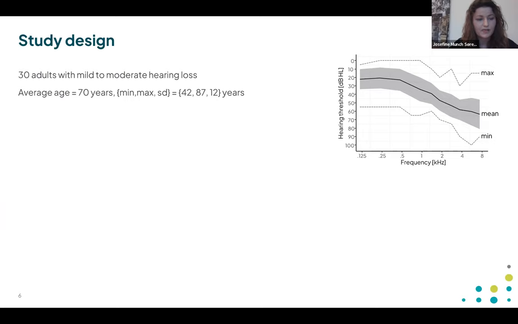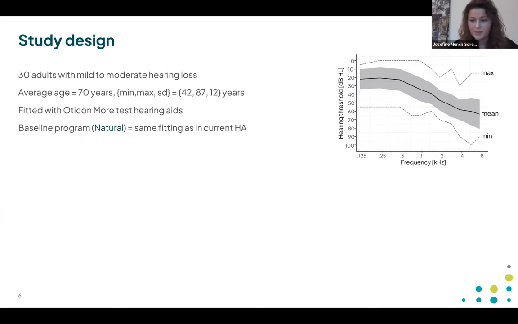In this study, we recruited 30 adults with mild to moderate hearing loss. They had an average age of 70 years, and you can see their audiograms here on the right side. All test participants were fitted with Oticon More test hearing aids, and they had a baseline program that was the same as what they had in their current hearing aids.